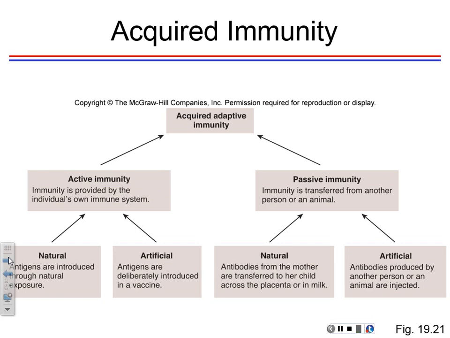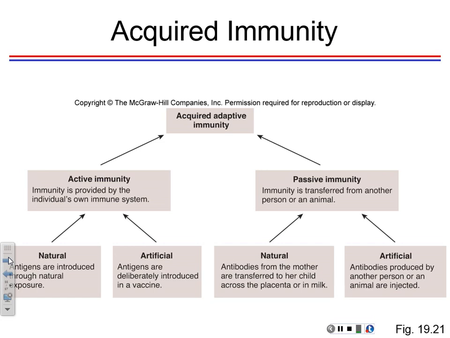So the active, when your body produces, it can happen two ways. When you're naturally infected, like if you get the flu and you get sick, that's active and natural. Or we can give you a killed virus and so forth artificially via vaccination, and then you start to actively produce the antibodies. But we give you an attenuated virus or attenuated bug, so you don't get sick.